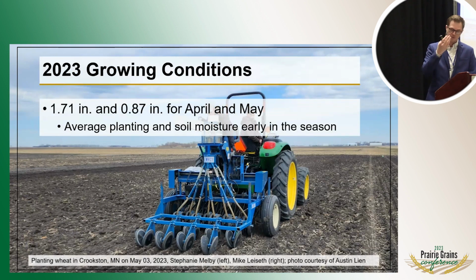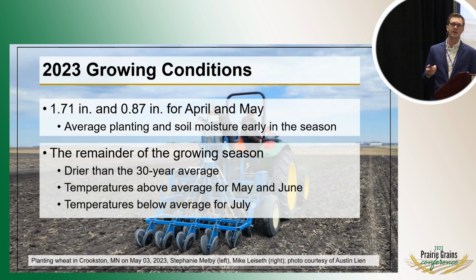So 2023, if you think back to 2022, we had that really bad flooding early on that really pushed us to a later planting date. Once again, it was pretty nice to get into the field. We had an average planting date. We got in when there was some pretty good soil moisture early in the season. But the remainder of the growing season was much drier than the 30-year average, I think less than half of the rain that we normally receive. We also had temperatures fairly above average for May and June, and then it cooled down and we had temperatures below average for July. So once again, some different environments moving through the season.